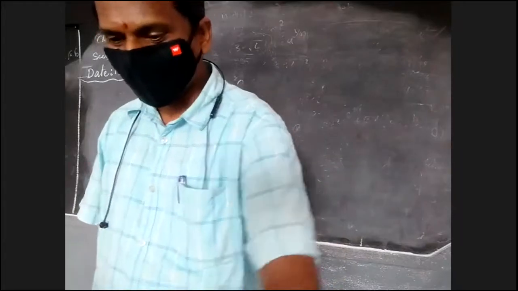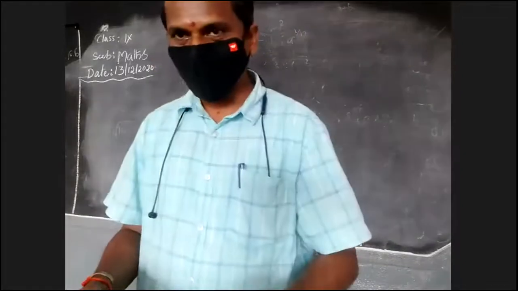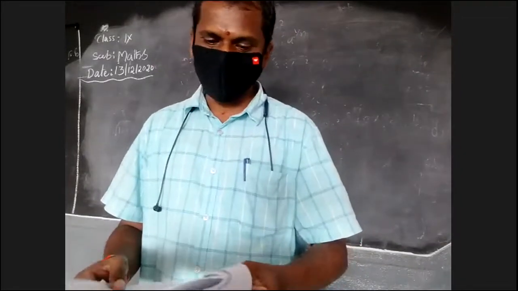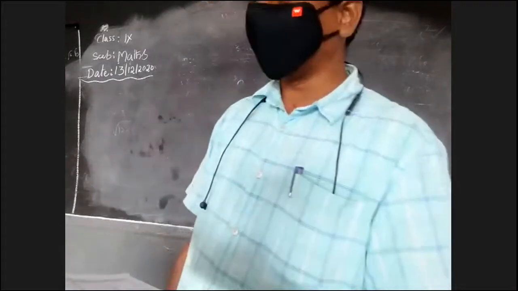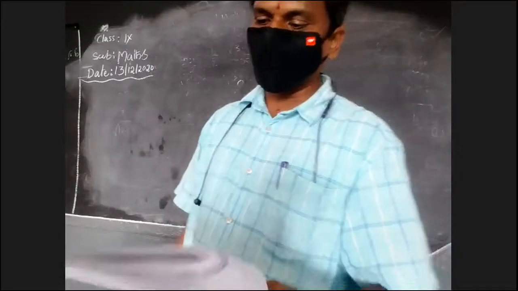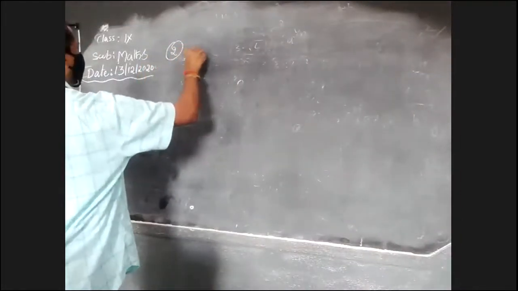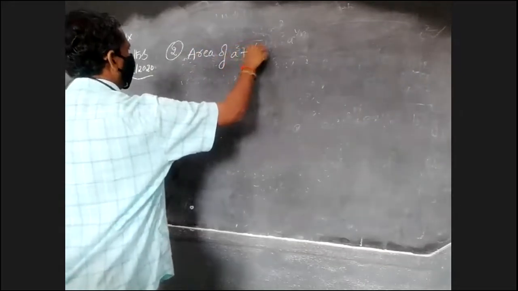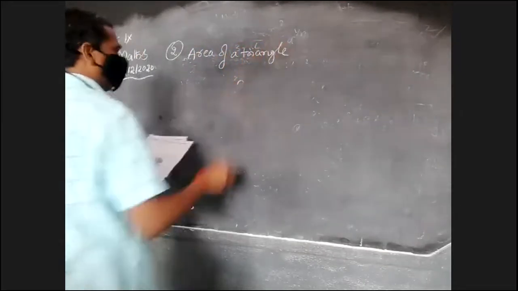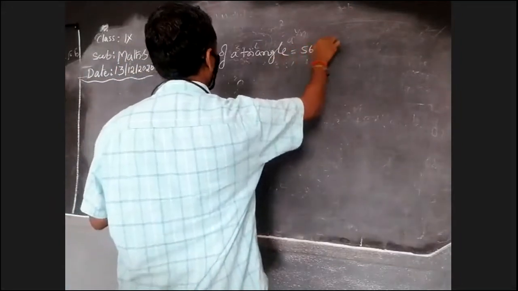Yesterday we discussed the second problem. There is a printing mistake. In the second one, find the height of the triangle whose area is given as 56 meters square and the base is given as 2.8 meters. That is the mistake. Area of a triangle is 56 meters square.